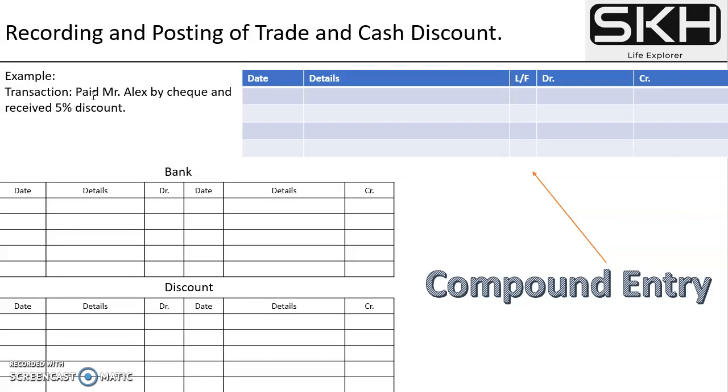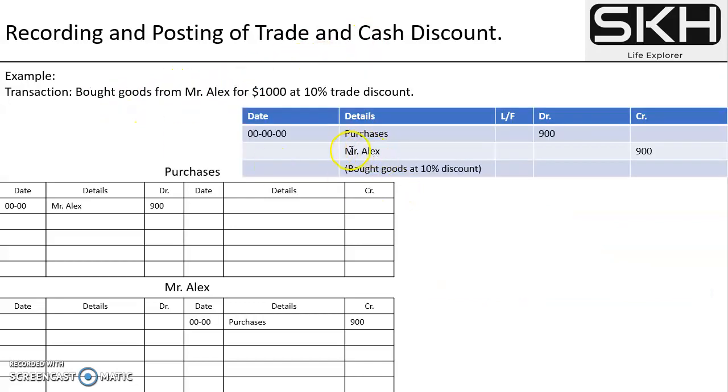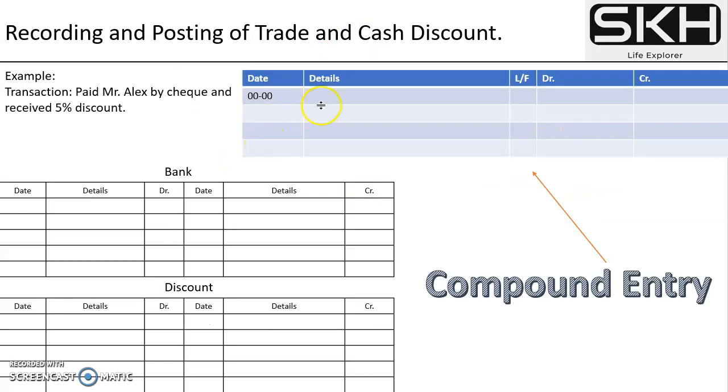This is how we record the transaction first in the journal. I'll put the date here. Before paying this, you can see here Mr. Alex was our liability for 900. Now we are paying him, so Mr. Alex will not be our liability anymore. So I will put 900 on the debit side. I will debit Mr. Alex with the full amount. Now we are paying him by check, so we need to calculate the amount that we are paying him after deducting the discount.